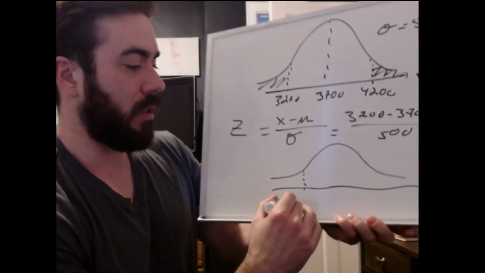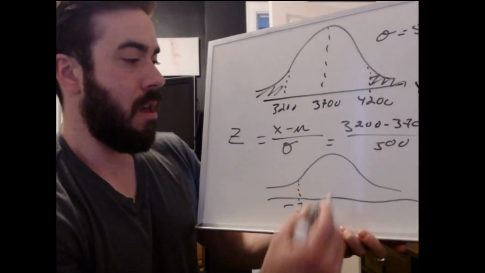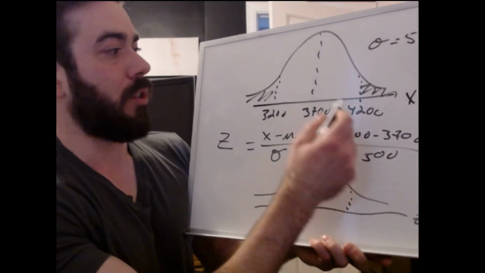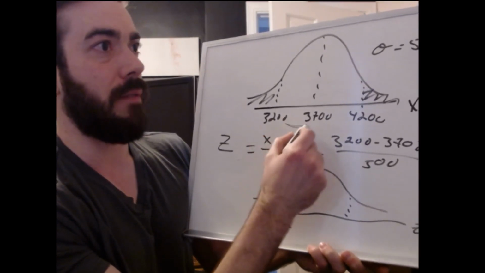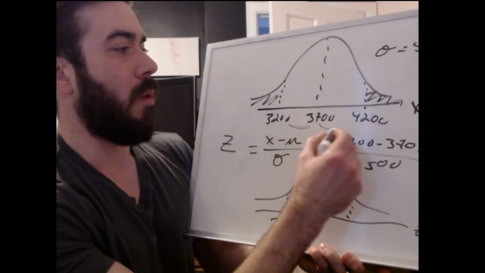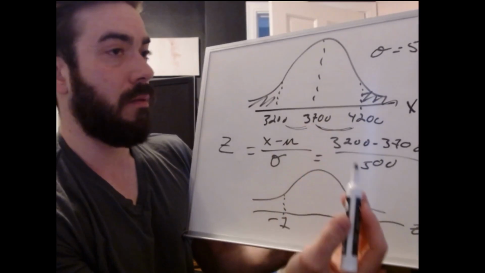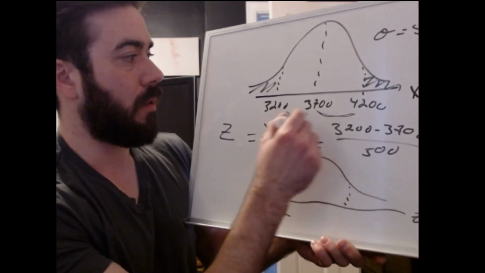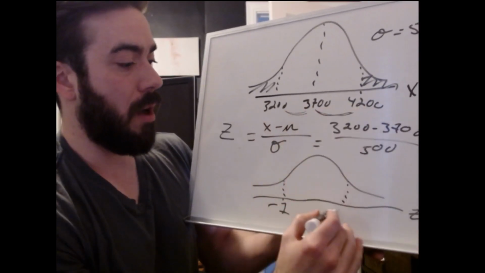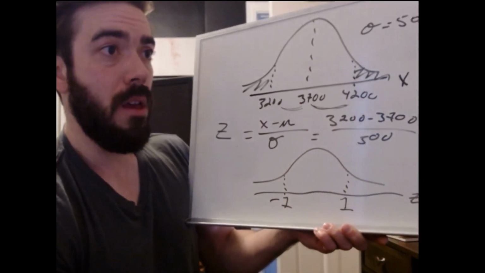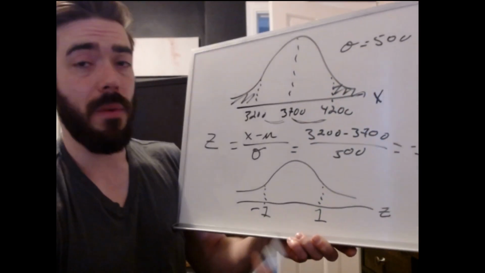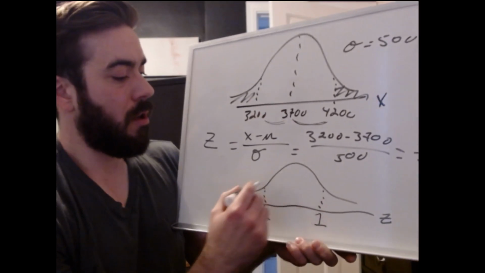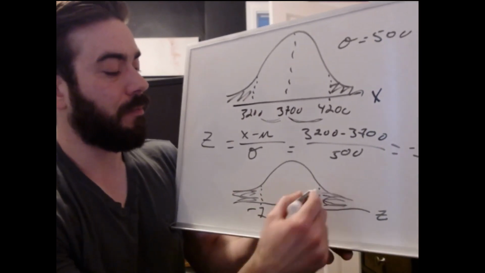We turned this into a z-score, which was -1. Notice, we don't even have to do the rest of the work for 4,200 because how far away is 3,200 from 3,700? 500. How far away is 3,700 from 4,200? 500 as well. So this was one standard deviation below. So if this is 500 above, that would be one standard deviation above. The definition of z-scores helped us there because it's the number of standard deviations away from the mean we are. So we're now looking for this area.